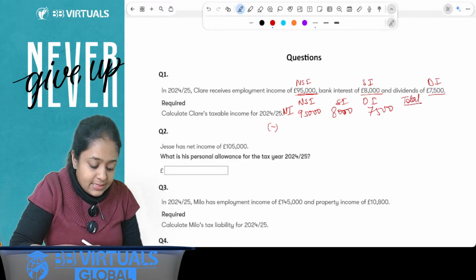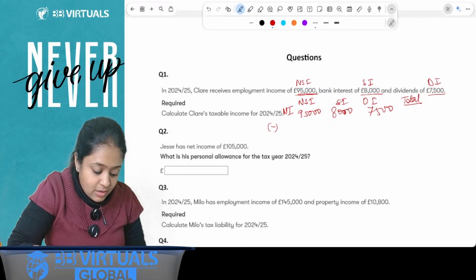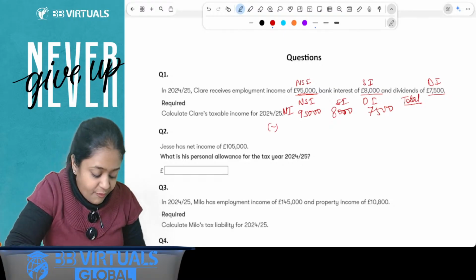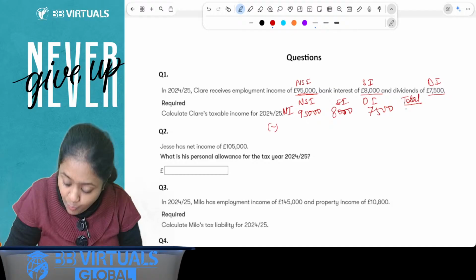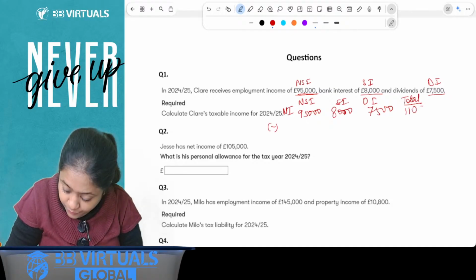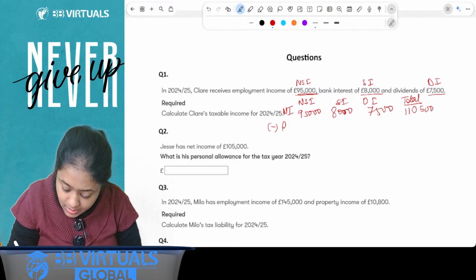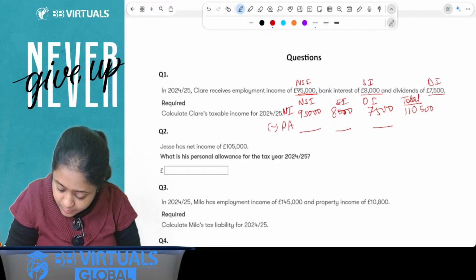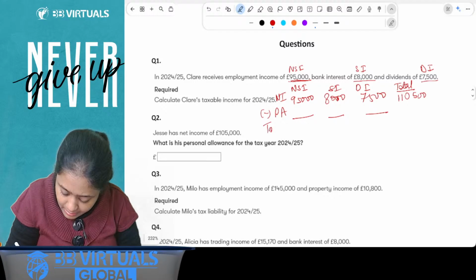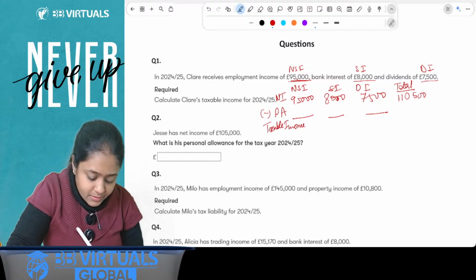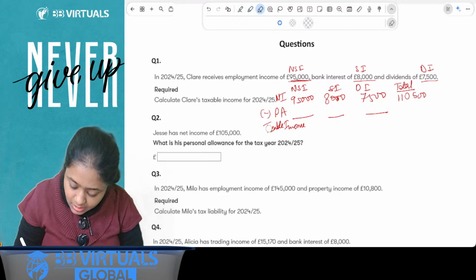Now guys, let's calculate the total because I need to know whether my PA will be tapered or not. So 95,000 plus 8,000 plus 7,500. I get here 1,10,500. Yes, it looks like my PA will be tapered. So here I will reduce PA and I will then get my taxable income. I will just write TI actually to save space.